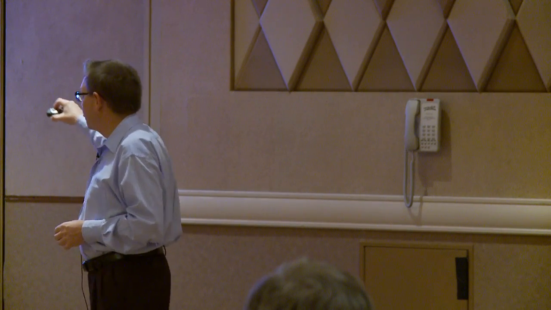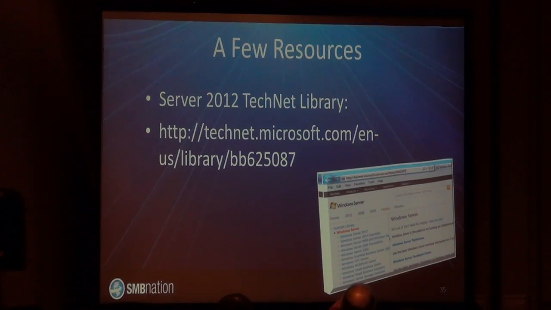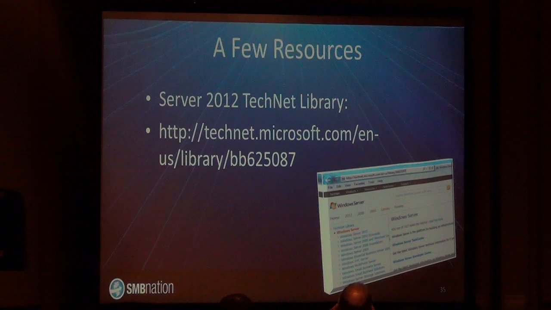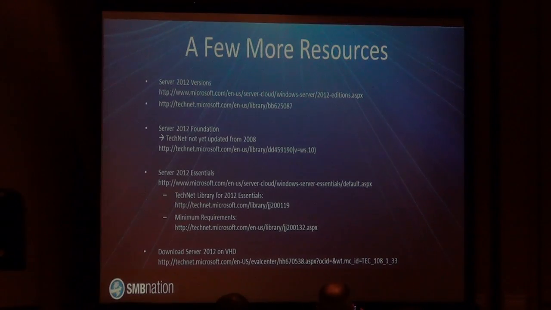So I got a few resources here. Literally, you guys get these slides because these are the places to get started. First of all, the TechNet library for Server 2012 is gargantuan. It's unbelievable how much stuff is there. Once you get in, you see the sign over here: here's 2012 and Essentials and so forth. Once you open that up, it's just more and more and more subdirectories.